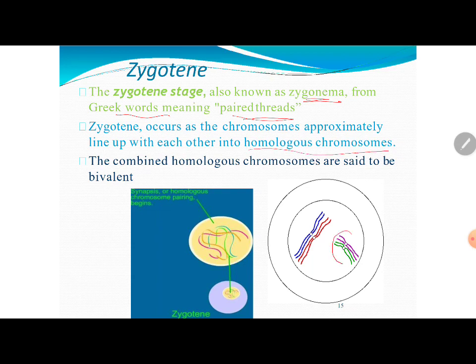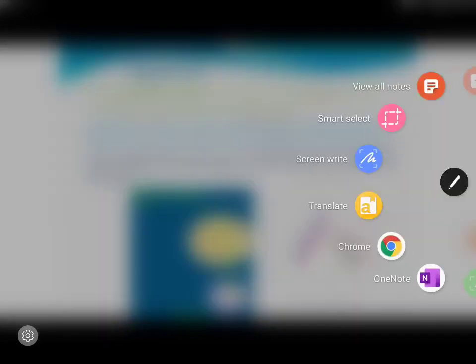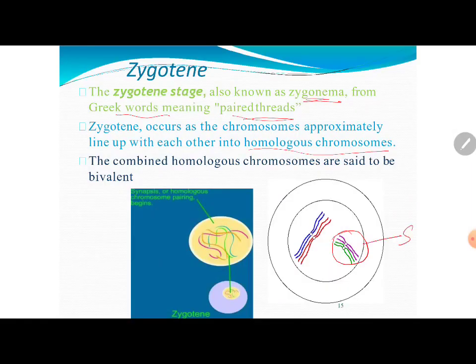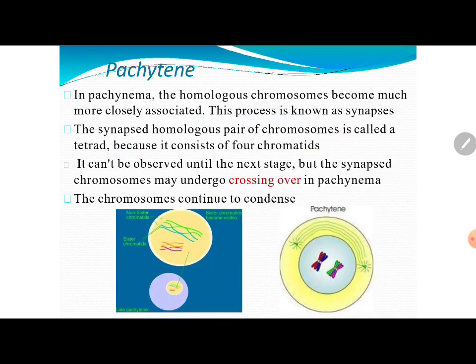This is what is called synapsis: homologous chromosomes pairing with each other. Here they are called bivalents. They are called bivalents. Then comes the third stage.